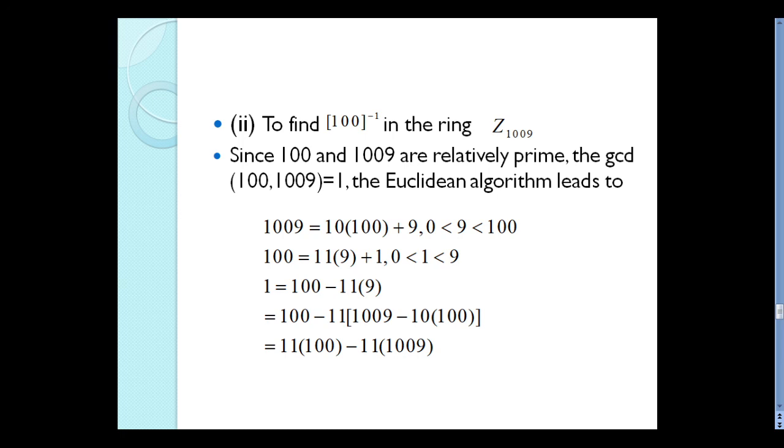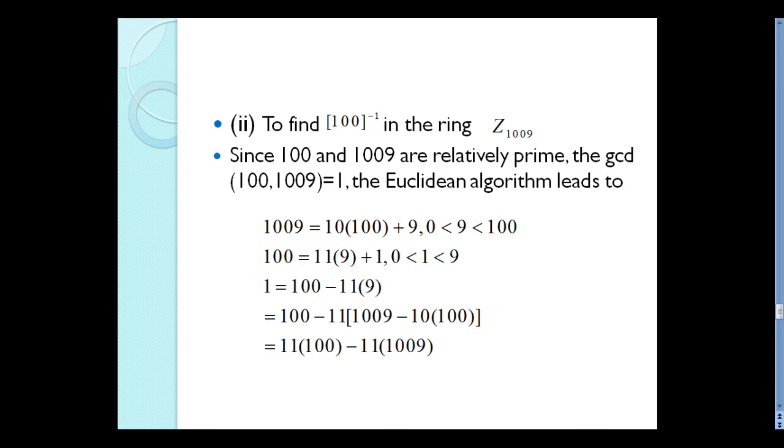Second thing, to find 100 inverse in the ring Z1009. Since 100 and 1009 are relatively prime, the GCD of 100 and 1009 is equal to 1. The Euclidean algorithm leads to 1009 is equal to 10 into, you split in the form of a remainder, you should get the remainder such that it should lie between 0 and 100. Since you are dividing 1009 by 100, it should be a multiple of 100. So 10 into 100 plus 9. 9 lies between 0 and 100.